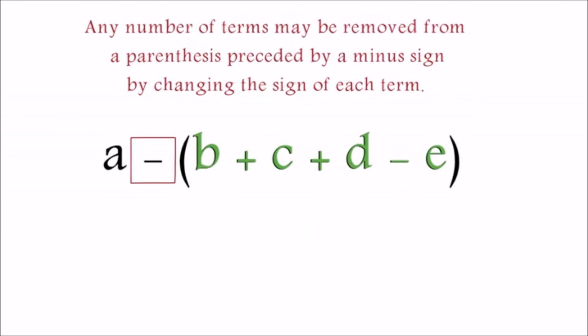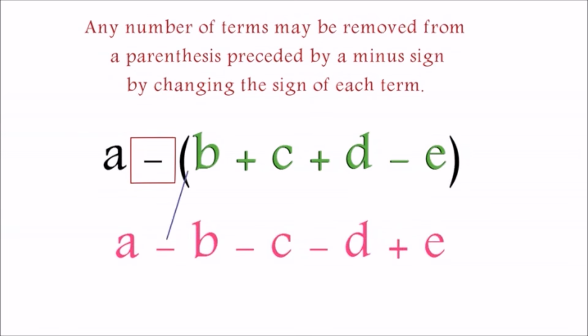If you want to remove the parentheses, then you would have to change the sign of each of the terms in the parentheses. The b was plus, it changes to minus. The c was plus, it changes to minus. The d was plus, it changes to minus. The e was minus, it changes to plus.